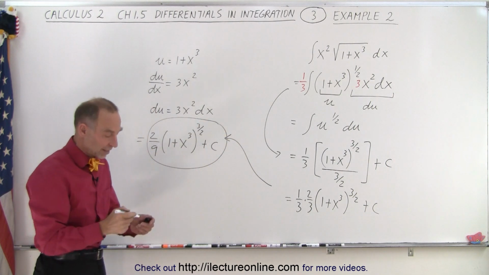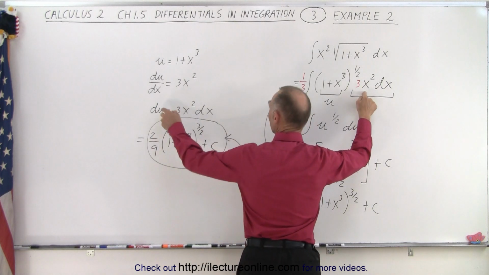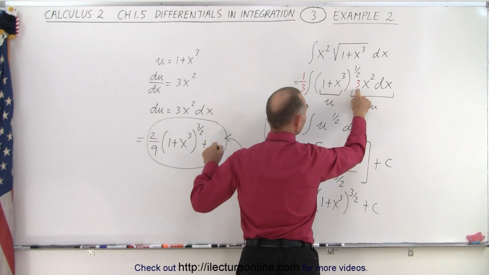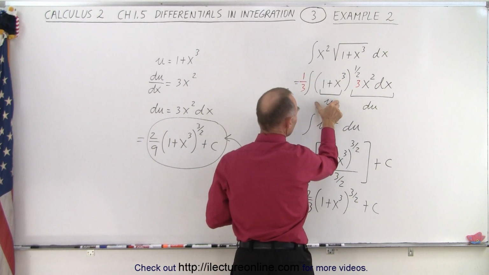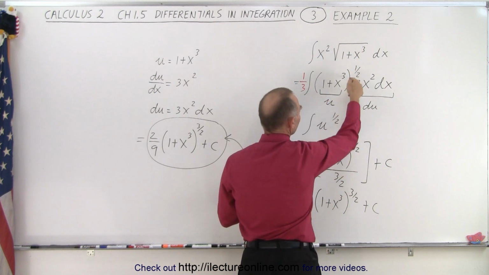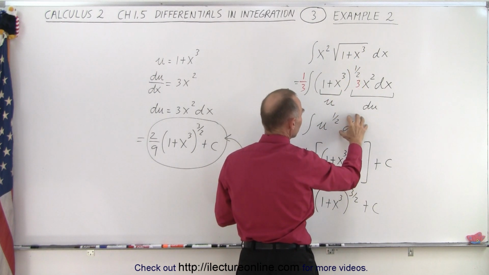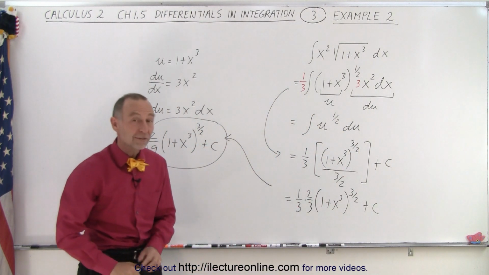And again, you can see that we needed the proper differential, the proper du, and we could see that we needed an extra 3, so I multiply times 3, divide by 3, so now I have the proper du. So now when I integrate u to the 1/2 power du, the du drops off, and u to the 1/2 power is integrated. Well, there it is. That is how we do that.